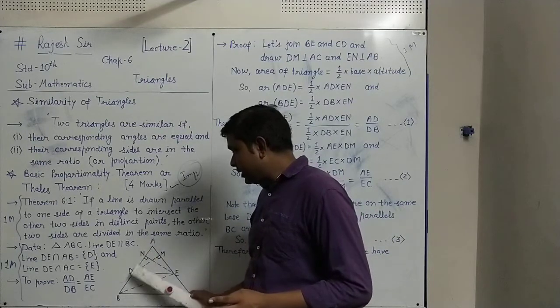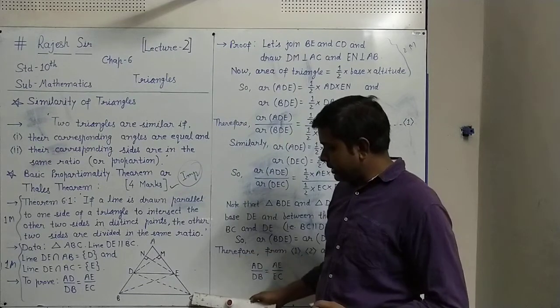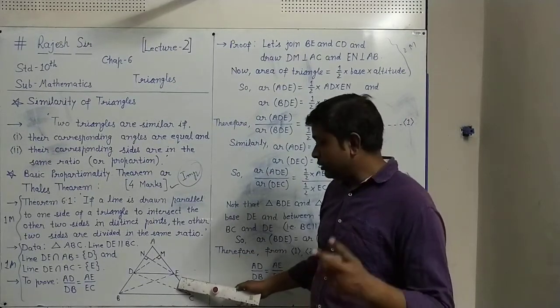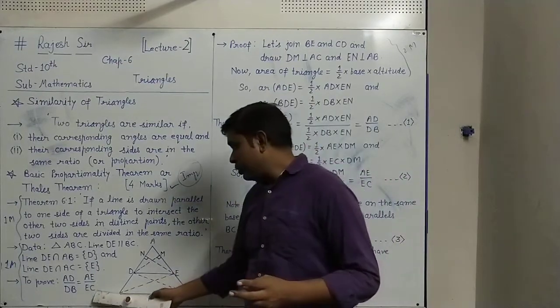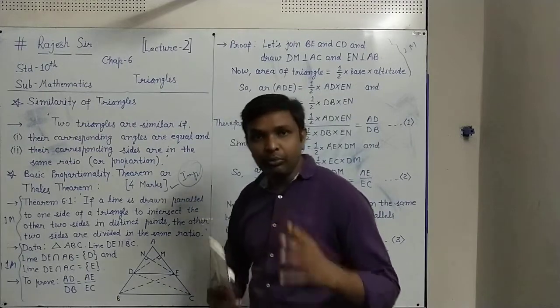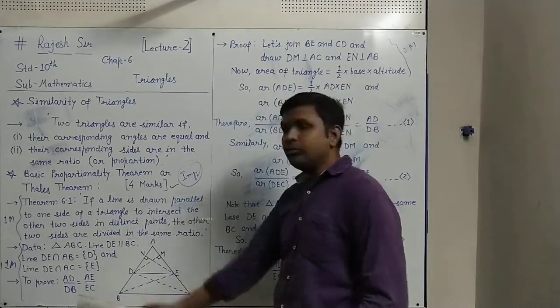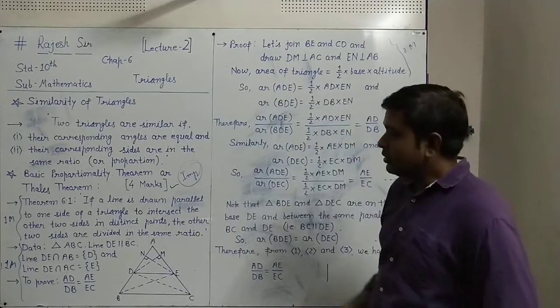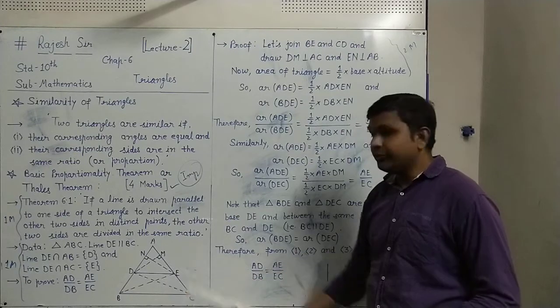So the ratio is AD upon DB, and side AC is divided by E in the ratio AE upon EC. Both ratios are the same, and that is what we want to prove: AD upon DB equals AE upon EC. So this is the data, this is what we want to prove, and this is the figure.